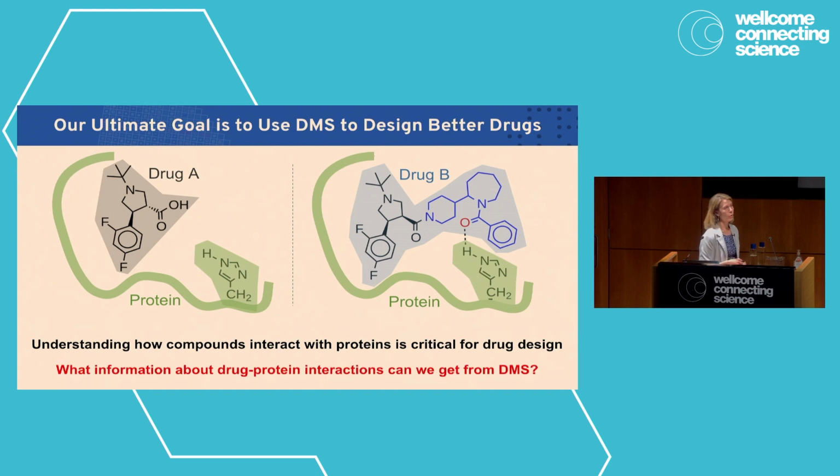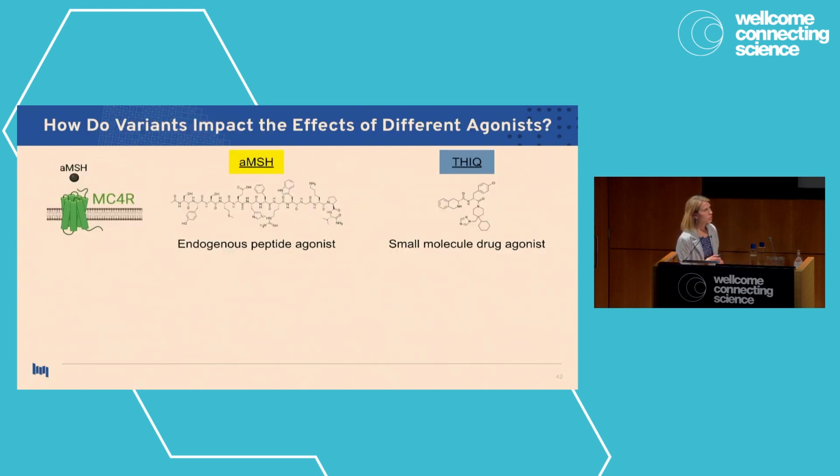And so we wanted to know what information about drug-protein interactions can we actually get from DMS? Can we actually really understand how drugs are interacting with a protein? To start looking at this, we wanted to understand, do different variants impact the effects of different agonists of this protein? So this is MC4R again, and alpha MSH, which is its endogenous peptide agonist. The alpha MSH structure is shown here.